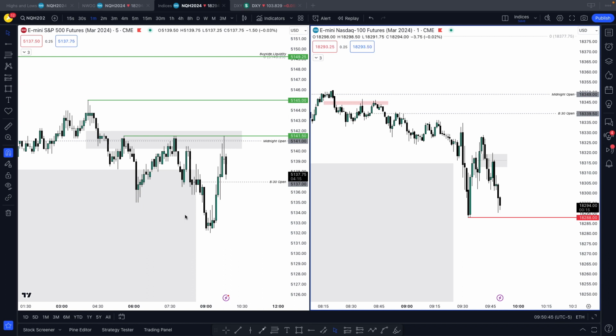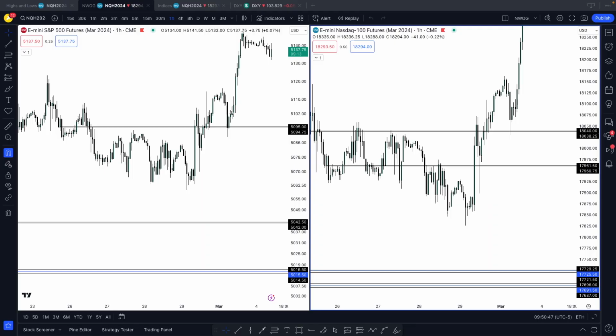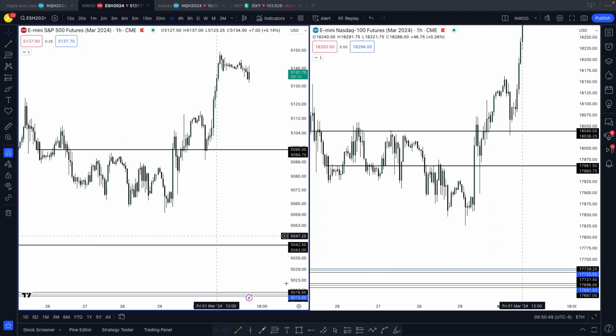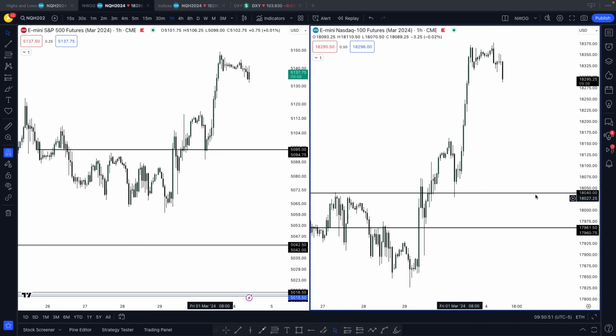Pablo ES rejecting new week opening gap. Oh yeah, let me take a moment to do those two. I haven't marked my new ones for this week yet.